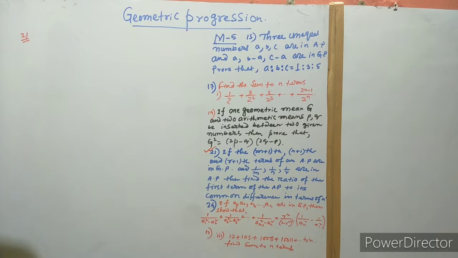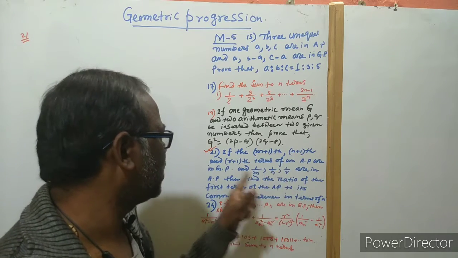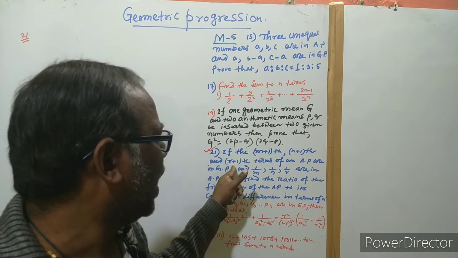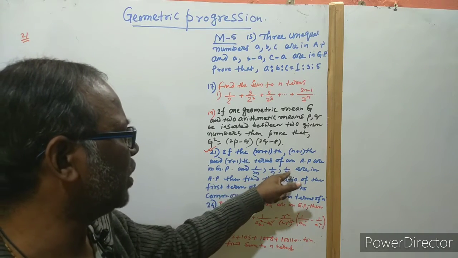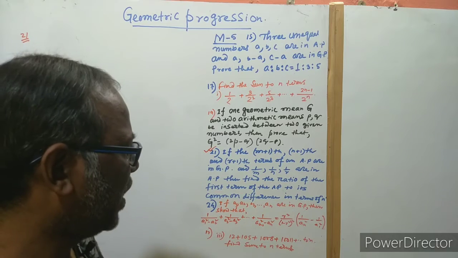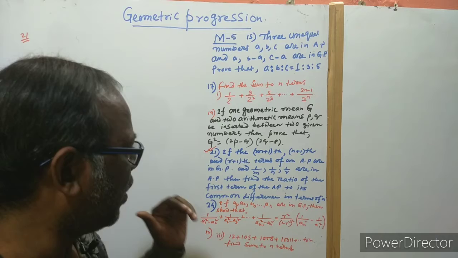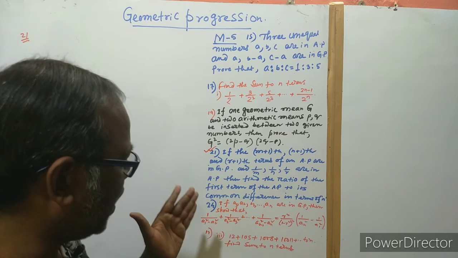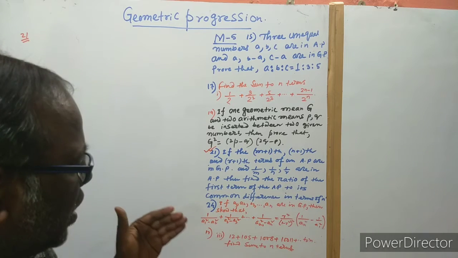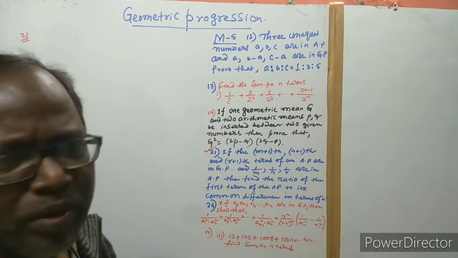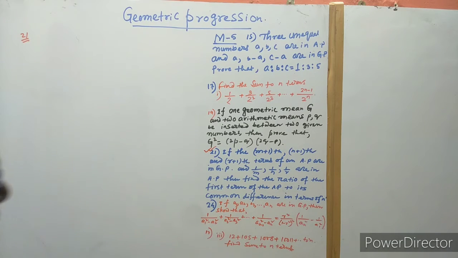Again I repeat, of some AP, the (m+1)th term, (n+1)th term and (r+1)th term are in GP. These three terms are in GP, and also 1/m, 1/n, 1/r are in AP. Now find the ratio of the first term with the common difference, in terms of n. We have to find the value in terms of n here.